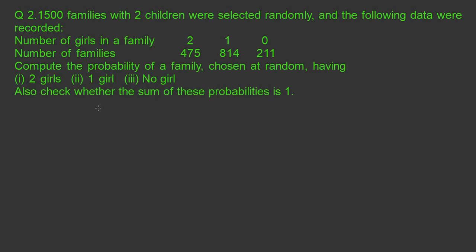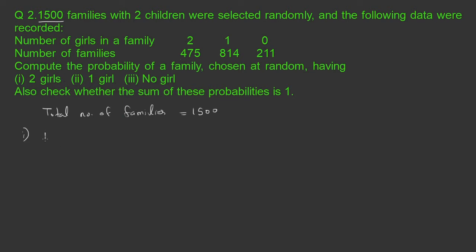To calculate the probability, we need to know the total number of families. In this question, it is already given: 1,500 families. If it is not given, you can calculate by just adding 475 plus 814 plus 211. So, in this question, total number of families is equal to 1,500. The first question is the probability of a family chosen at random having 2 girls.